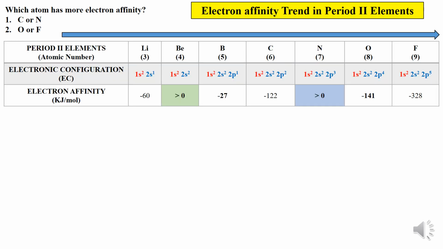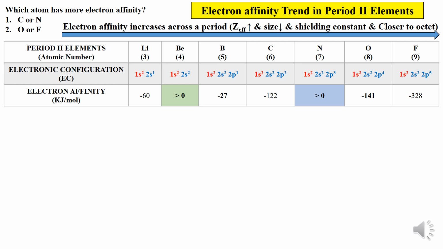And here are two more practice questions relating to electron affinity trend in period 2 elements. Which element has more electron affinity: carbon or nitrogen, oxygen or fluorine? So going by the periodic trend, electron affinity should increase across a period because of increase in the effective nuclear charge, decrease in atomic size, shielding is constant, and elements are very close to achieving the octet. So this is the expected trend.